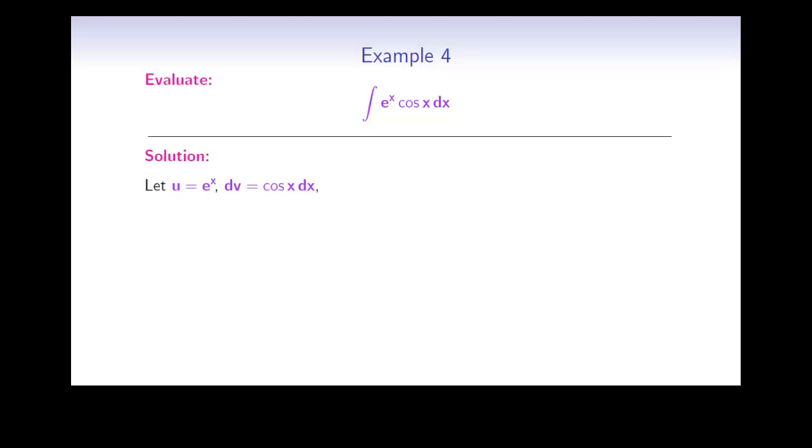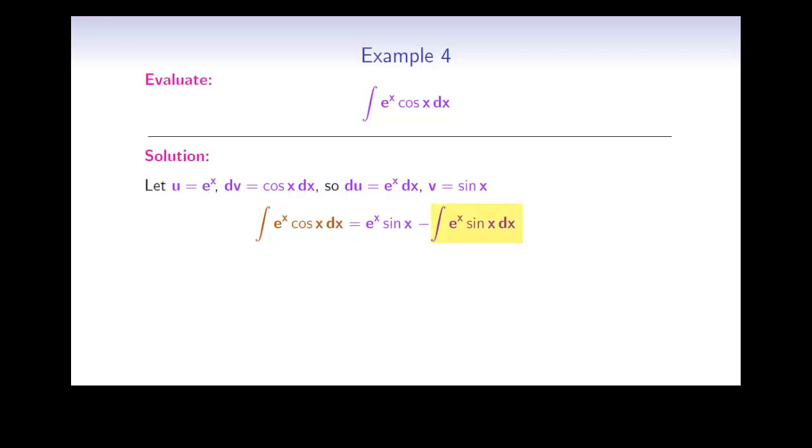For example, we can choose u equals e to the power of x and dv equals cos x dx, which means that du is e to the power of x dx, and the integral of cos x is sine x, so v is equal to sine x. Now we insert this into the integration by parts formula. We end up with the integral of e to the power of x times sine x dx.